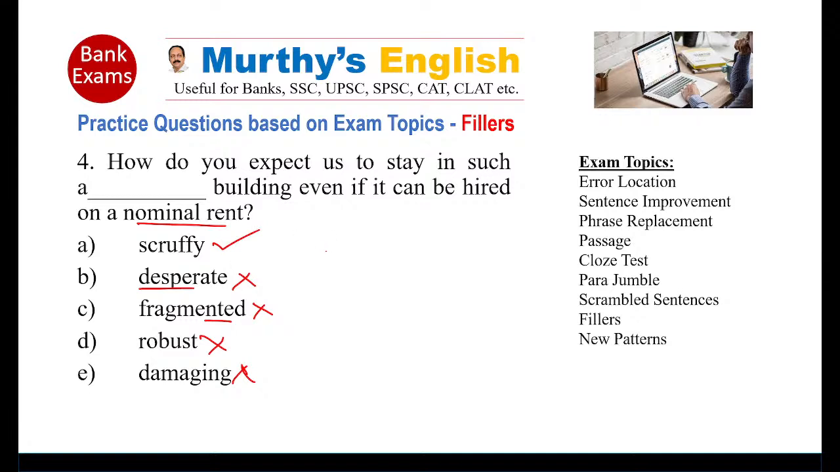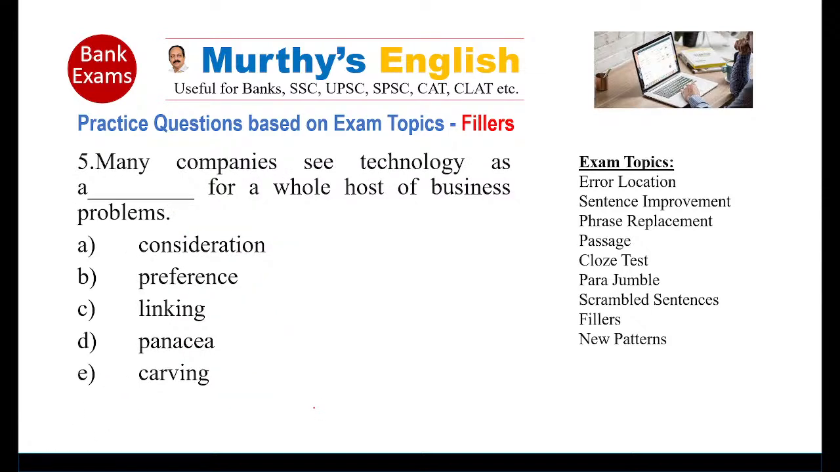Here, scruffy. Scruffy means what? Untidy, not dirty, untidy, not neat. So, based on the context, obviously, scruffy building, dirty, untidy. One word means dirty, though it can be hired on a nominal rent. Shabby, dirty, untidy, these are the words you have to think of. No one has responded. Question number 5.